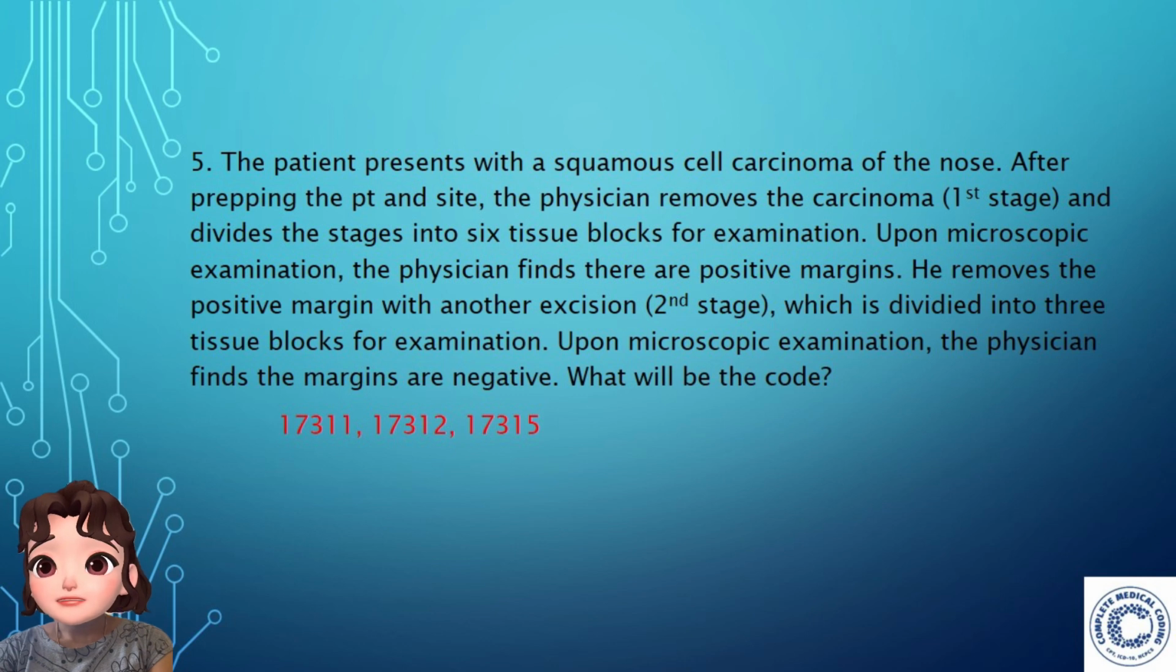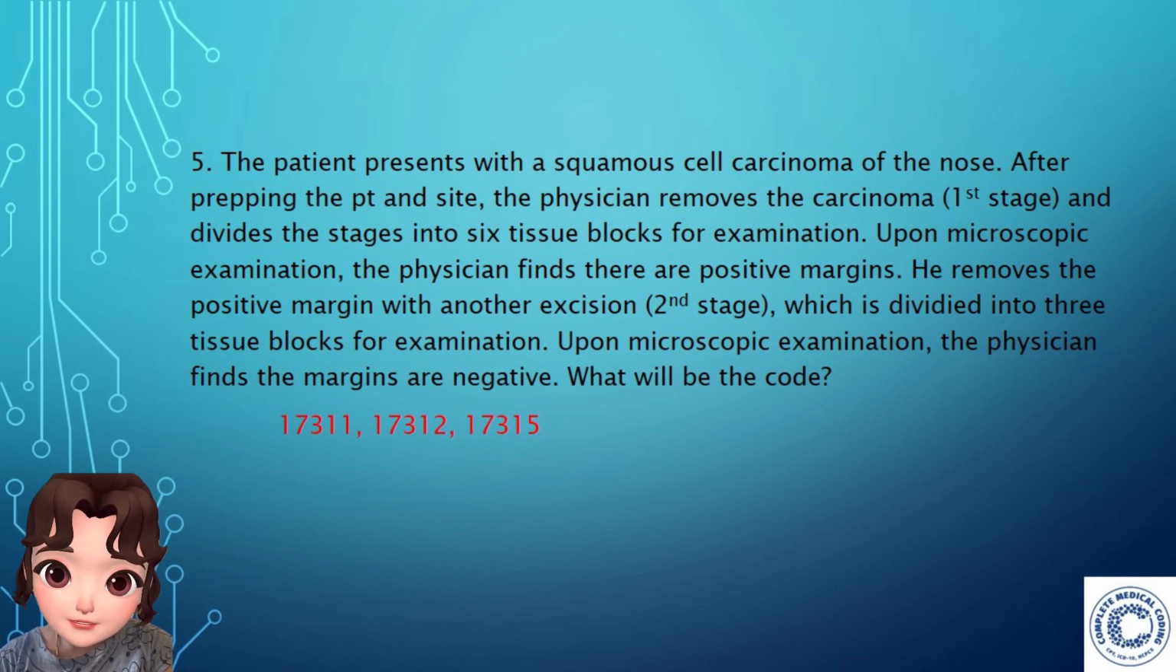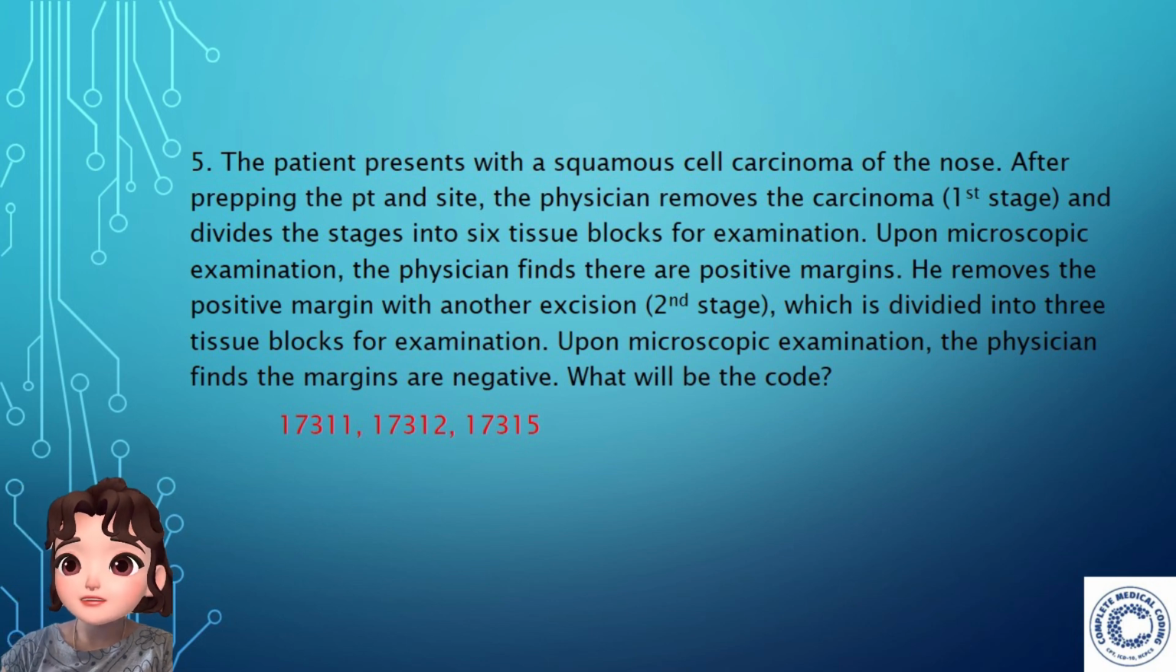If you check the code 17315, you will get to know. It's written the number of tissue blocks, including removal of all gross tumor. For representing the number of tissue blocks, we will by default use the code 17315 as an add-on code for all these types of tissue block procedure questions. So hope you understand this. These are just simple practice questions that come under the integumentary system.